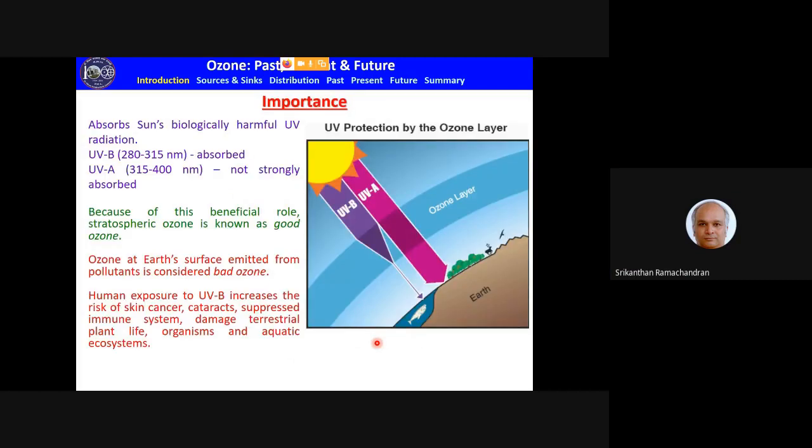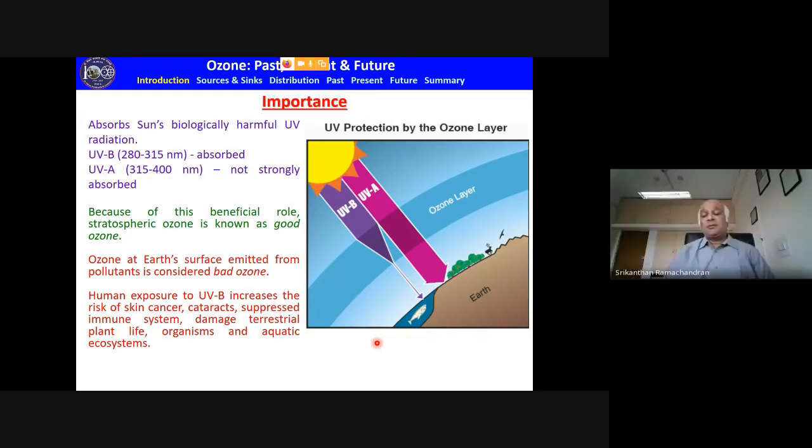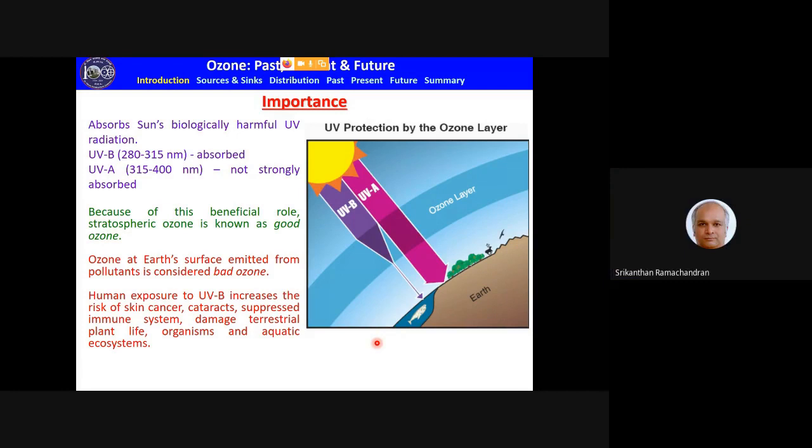So why is ozone important? Why do we worry about it despite it being very small? We know that it absorbs the solar biologically harmful ultraviolet radiation. The ultraviolet is further divided into ultraviolet biologically active, which is in the wavelength region of 280 to 315 nanometer, which it absorbs, and then in the wavelength region beyond 315 and up to 400 nanometer, before it is visible, it is not so strongly absorbed.